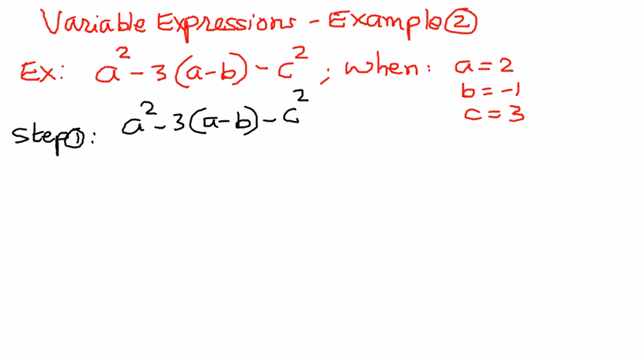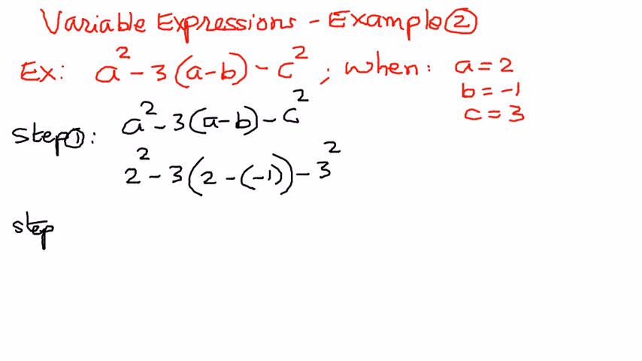A equals 2, that means 2 raised to the power of 2, minus 3 times (the value of a is 2, the value of b is -1, but the equation already has a negative sign there, so we want to honor that and make sure that we substitute the value of b as -1), minus the value of c is 3 raised to the power of 2, like that. And then we'll write the second step and we will simplify this expression in this step.